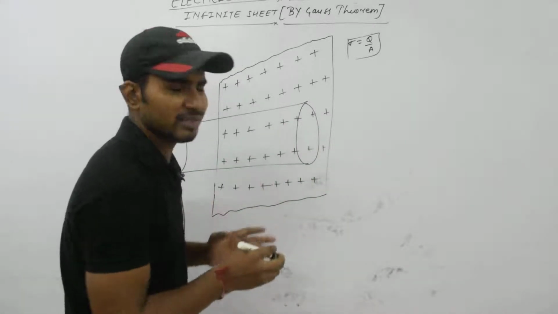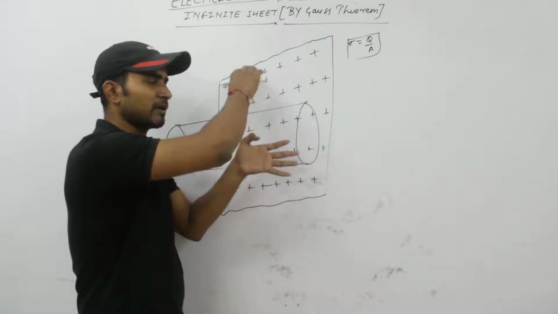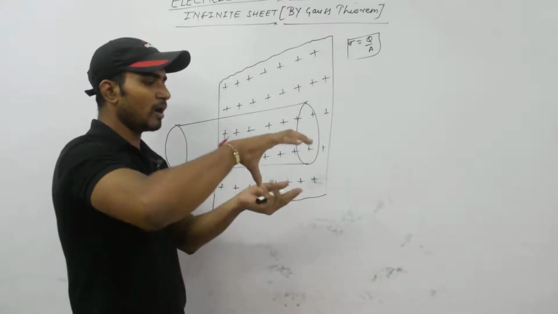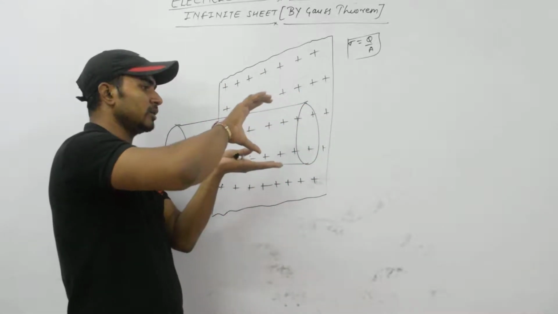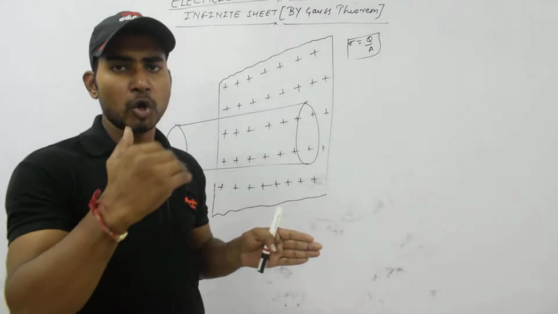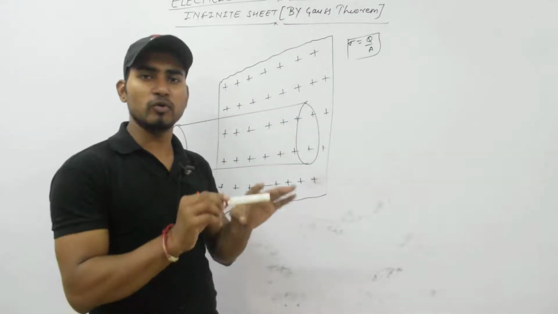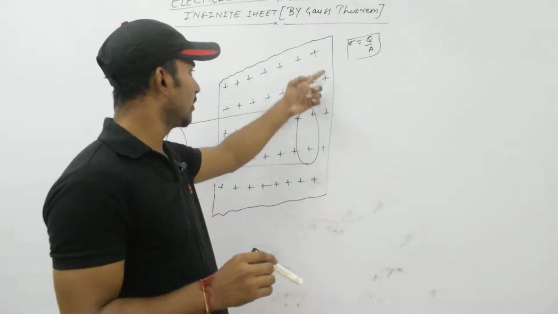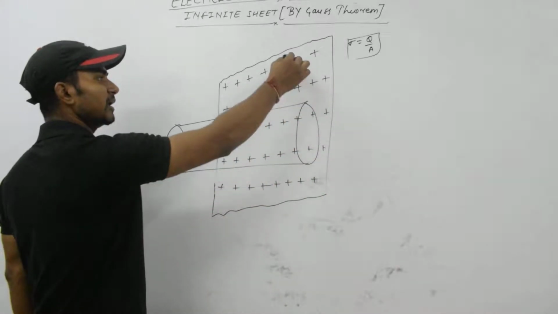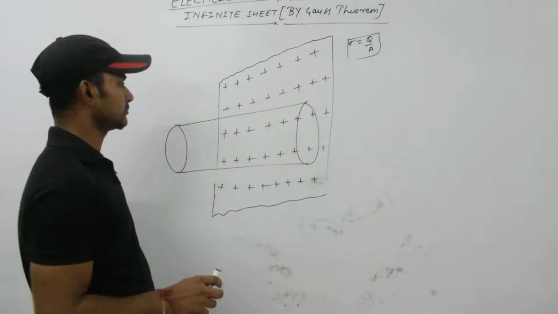and the orientation of this Gaussian surface is perpendicular with respect to this plane. Let's suppose if this is the plane, then I am going to take this particular cylinder perpendicular to it, so that we can close the field or close the range of this particular sheet's field. Okay, so this is perpendicular with respect to the plane of this sheet.